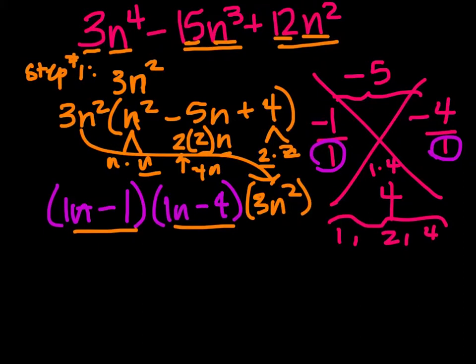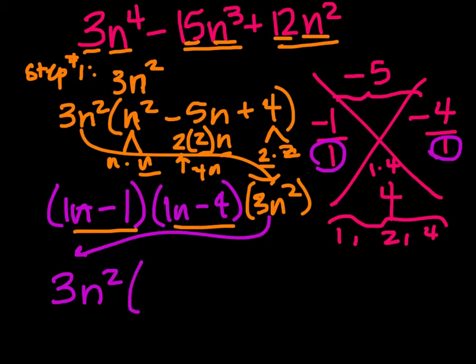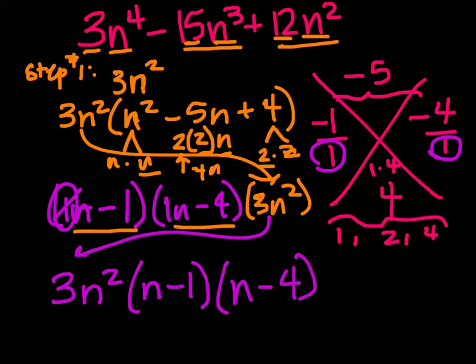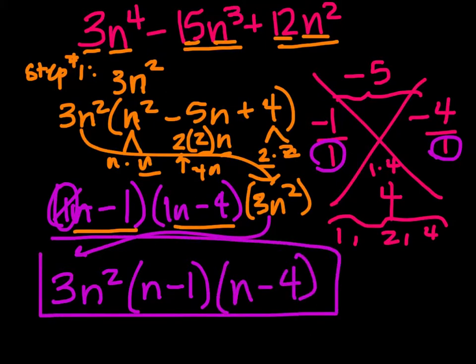I'm going to rewrite this so I can really see it. Our final answer, I'm going to bring this back up in front. In all reality, everything's multiplying, so we can change the order of everything. 3n squared times n minus 1. I just got rid of that 1 up in front because technically it can be invisible. And n minus 4. So that is our final answer.